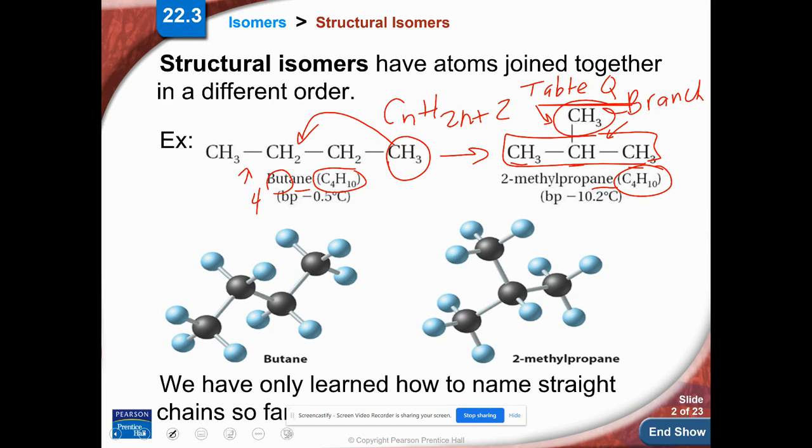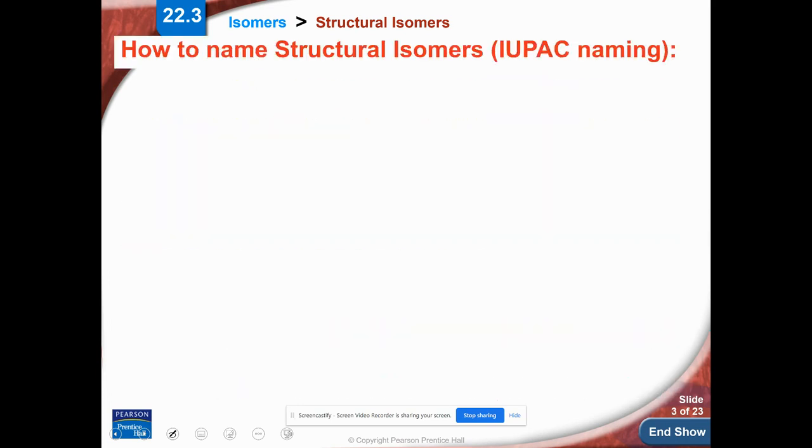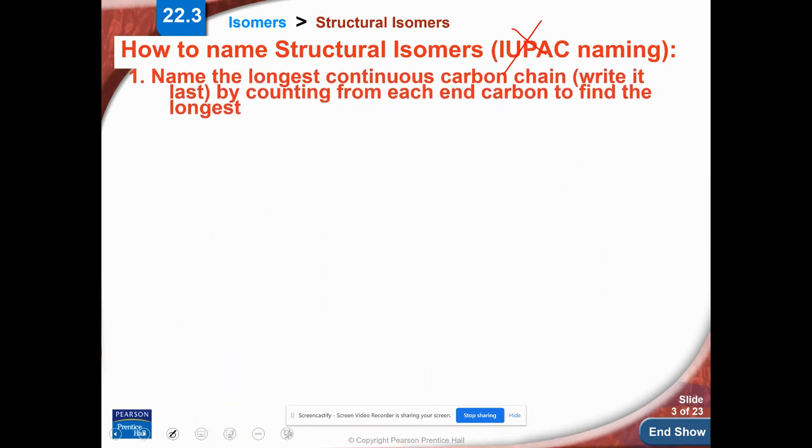So far, we've only learned how to name these straight chains. We haven't learned how to name these yet. So what does this number 2 mean? What does this methyl mean? And what does all of this mean? Here we have our directions on how to name. Don't worry about IUPAC. That just stands for International Union of Pure and Applied Chemistry, just an official naming system.